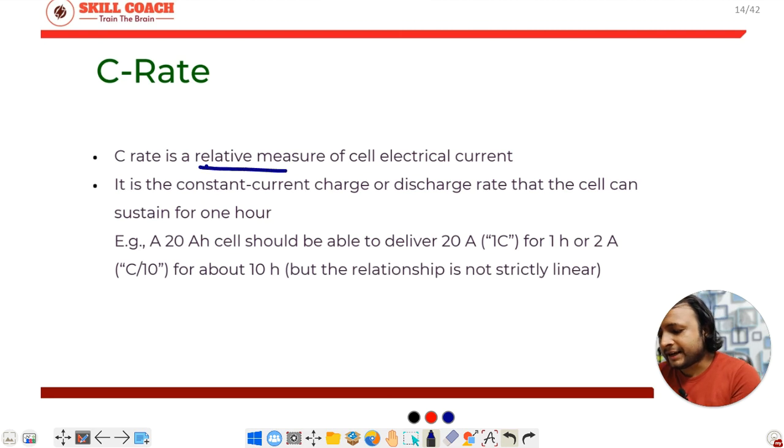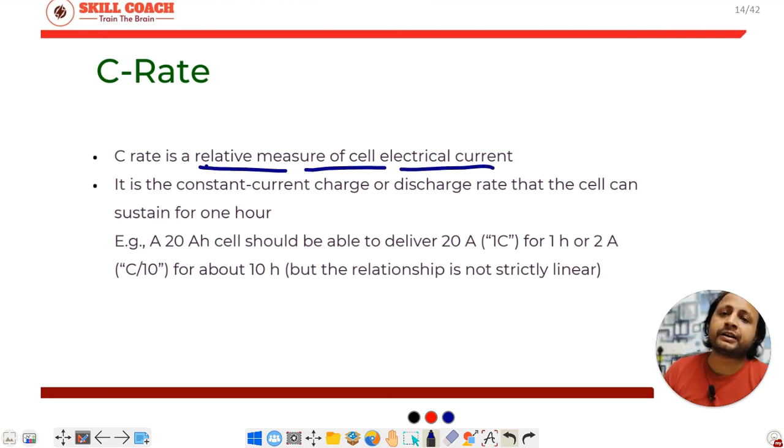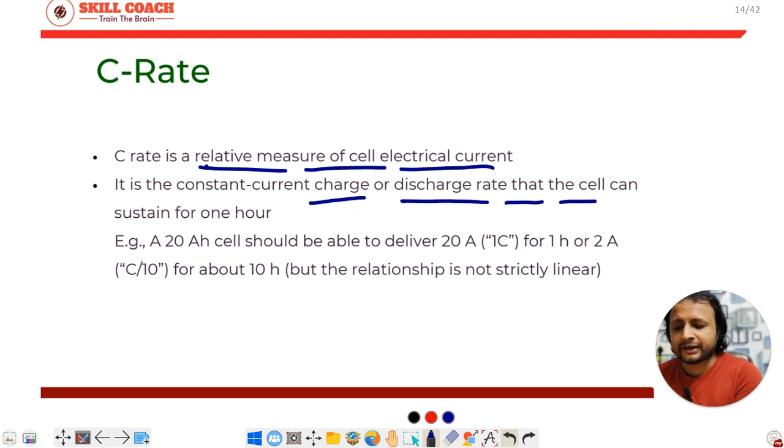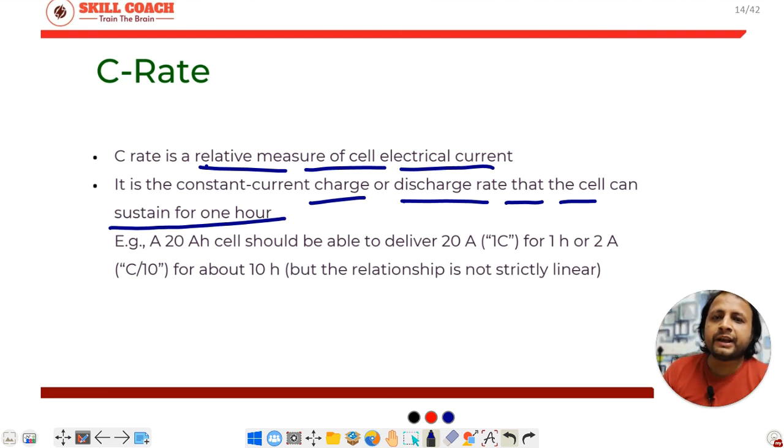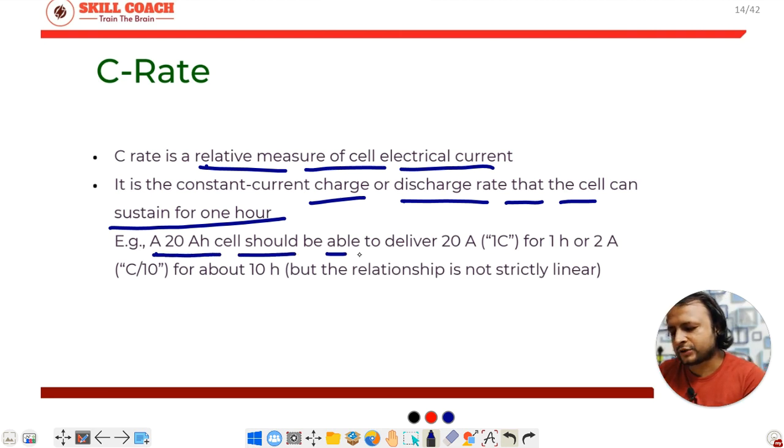C rate is the relative measure of the electrical current. Okay, it is the constant current charge or discharge rate that the cell can sustain for 1 hour. That means in 1 hour, how much the cell is getting discharged or charged. That defines the C rating of the battery. For example, a 20 Ah cell should be able to deliver 20 ampere for 1 hour or 2 ampere for about 10 hours.